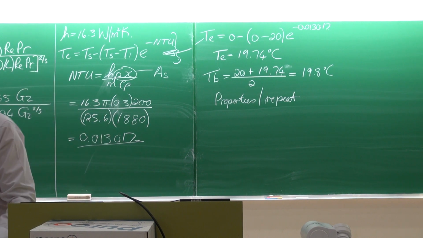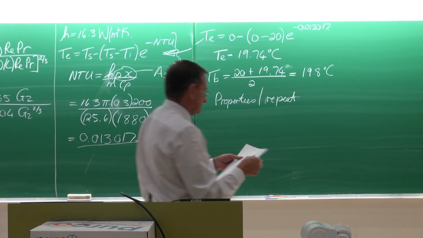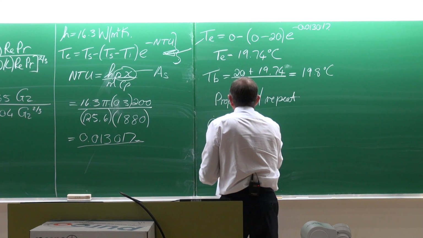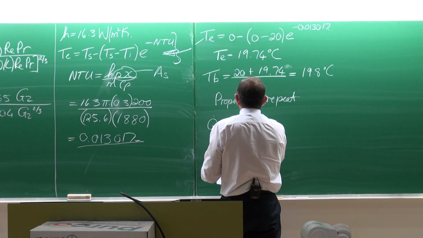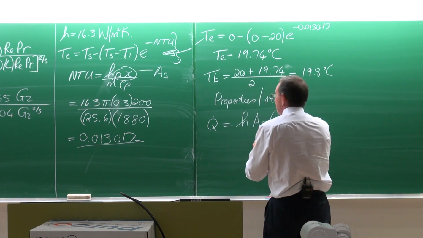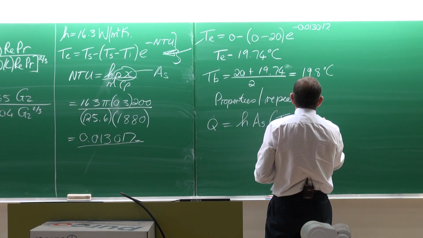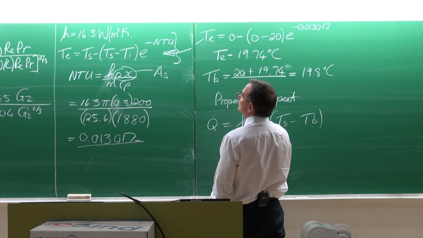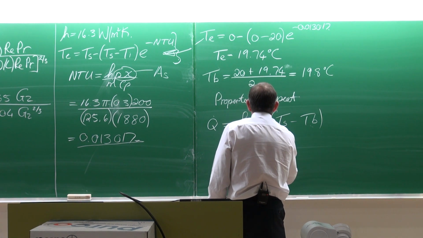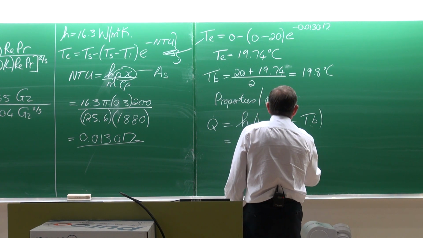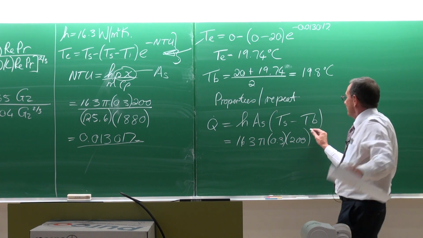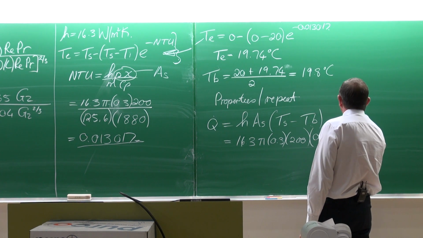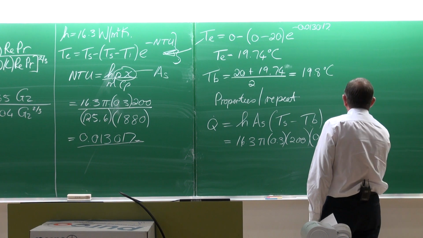Let's calculate the heat transfer rate. Right, the heat transfer rate is equal now to the heat transfer coefficient multiplied by the surface area multiplied by Ts minus T bulk. The heat transfer coefficient is equal to 16.3. The surface area is pi multiplied by the diameter multiplied by the length, 200, multiplied by the surface temperature, 0, minus the bulk temperature, which is now equal to 20 plus 19.74 divided by 2.